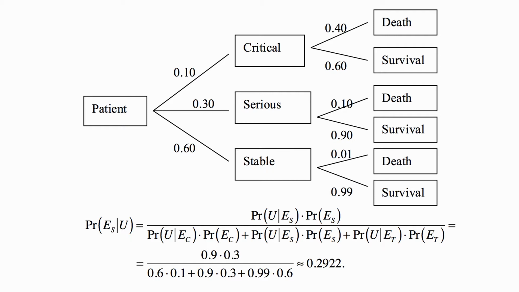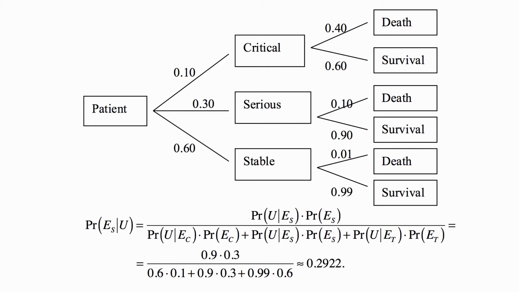And then the bottom has all paths that correspond to survival. So it's critical, 0.1, times 0.6 for survival of a critical patient. Serious, 0.3, times 0.9, the probability of survival for a serious patient. And stable, probability is 0.6, times survival, probability of that is 0.99. That's what you see at the bottom.